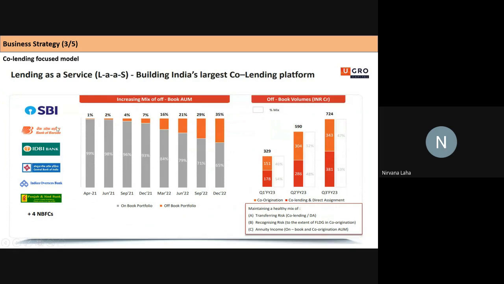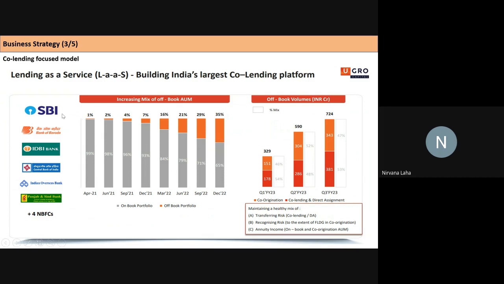Again, on co-lending, these are their co-lending bank partners. So SBI, Bank of Baroda, IDBI, Central Bank of India, Indian Overseas Bank, Punjab and Sindh Bank. These are all large public banks, PSBs. So they have tied up with all of them and look at how fast their co-lending mix as a percentage of total AUM is increasing. In April 21, which is barely 2 years ago, it was 1%. Now it's 35% of AUM. This is all helping them turbocharge their profits.